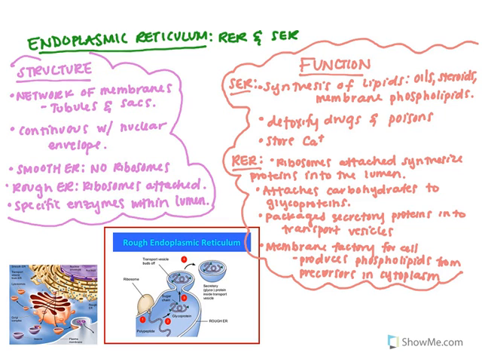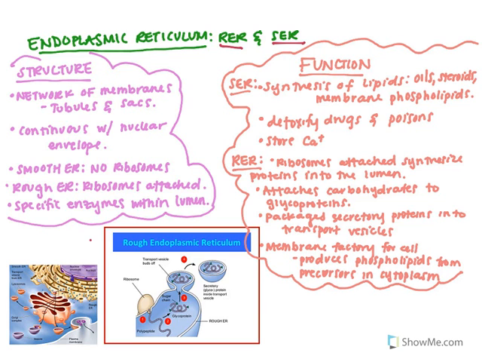The next part of the endomembrane system we're going to look at is the endoplasmic reticulum. And pay attention to the order I'm going through these, because this is the order of the progression of the endomembrane system. So we have the rough ER and the smooth ER.